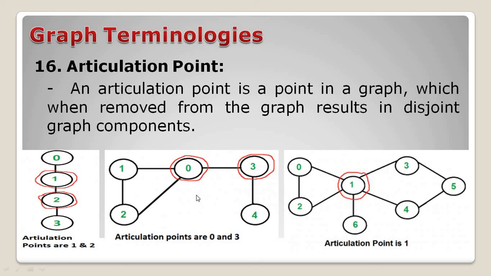Now consider one more example. Like we are having 1, 2, 0, 3 and 4. If we are trying to remove the 0, the graph it will be like left side and right side are going to be disconnected. Here also in that case 0 and 3 we are going to be calling as an articulation point. The next one is we are having like 0, 1, 2, 3, 4, 5 and 6. If we are trying to remove this particular one, in that case the graph it will going to be considered as a disconnected graph. In that case 1 we are going to be calling as an articulation point.